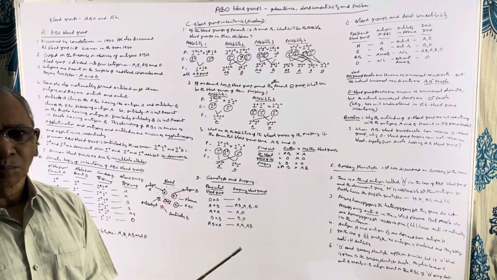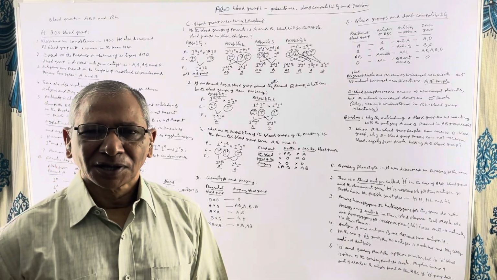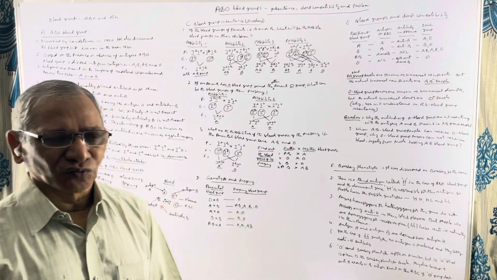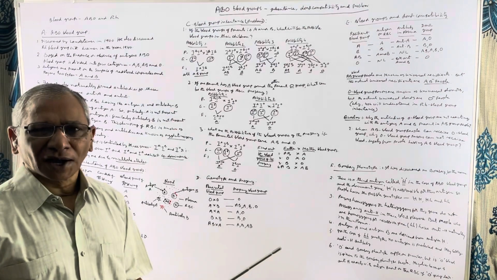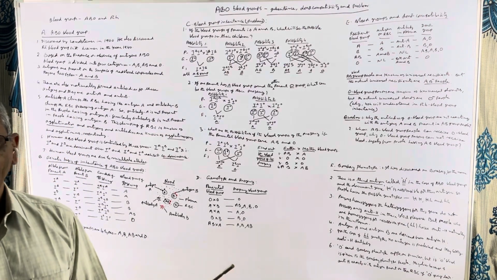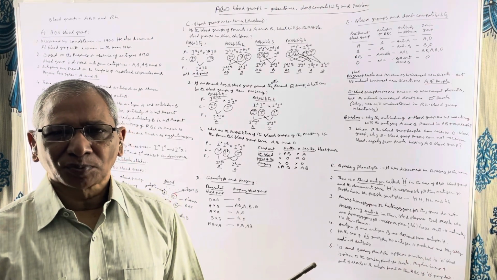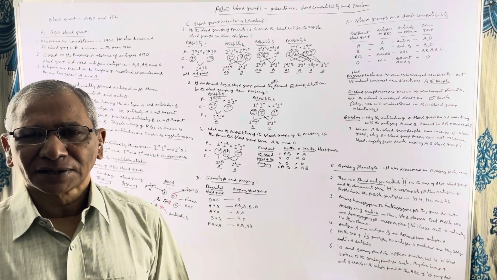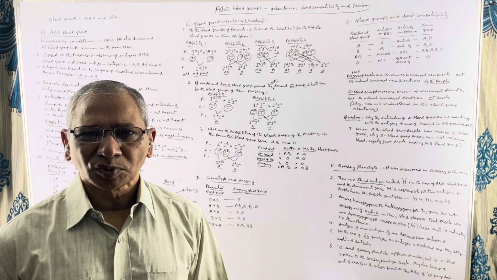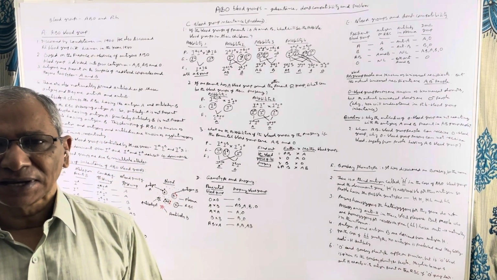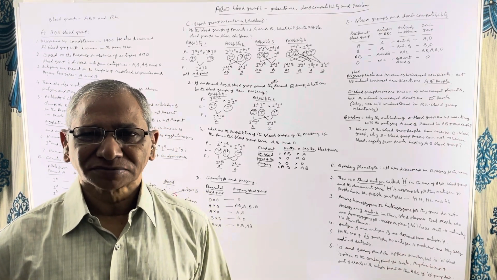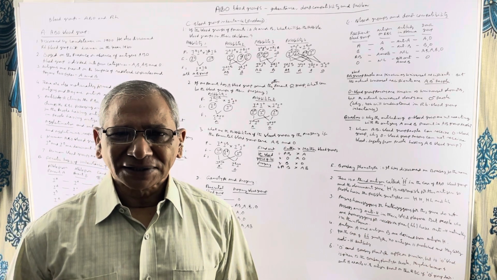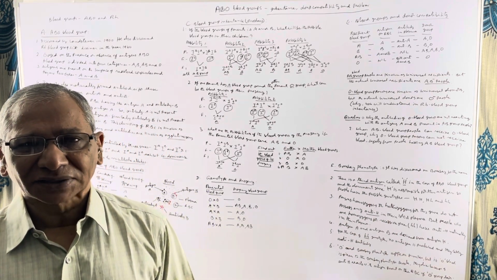Based upon the presence or absence of antigens, human blood is divided into four groups: A, B, AB and O. A group people have the antigen A on their RBC. B blood group people have antigen B on their RBC. AB group people have both the antigens A and B on their RBC. O group people have no antigen on their RBC. Antigens occur naturally by birth.